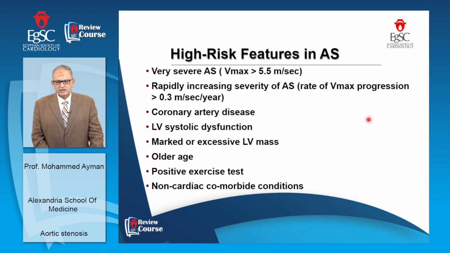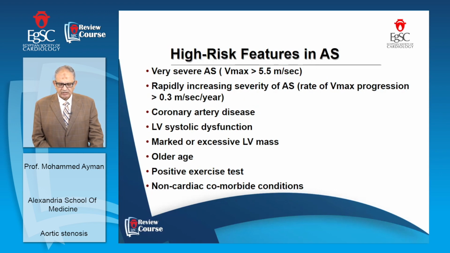Then, who are the high-risk aortic stenosis patients? Based on echo data, we have 2 points here. The very severe aortic stenosis is considered whenever the peak systolic velocity across the stenotic valve is more than 5.5 meters per second, or such Vmax is rapidly increasing in severity with a rate of Vmax progression of more than 0.3 meter per second per year.